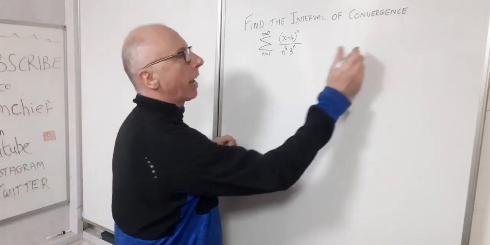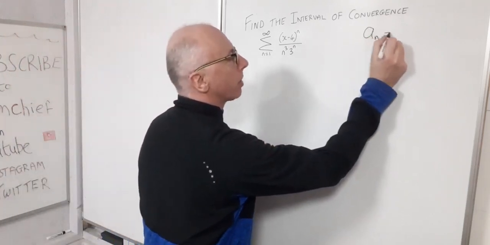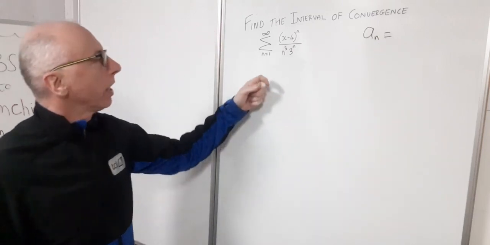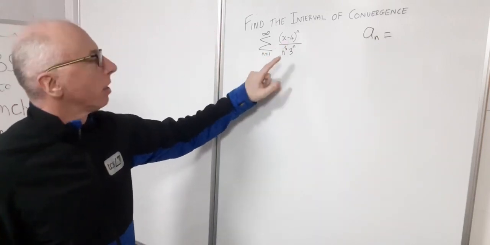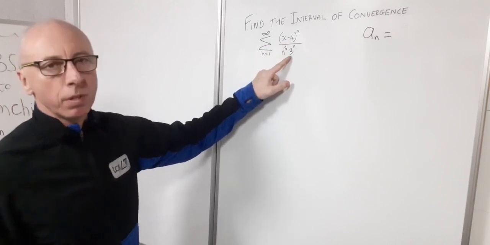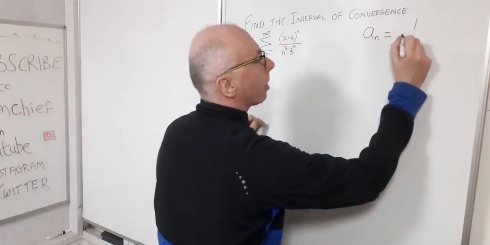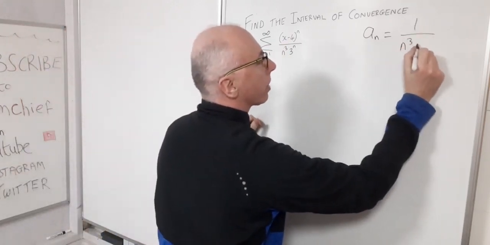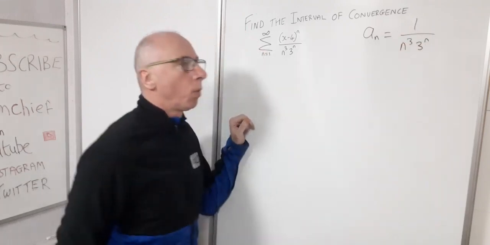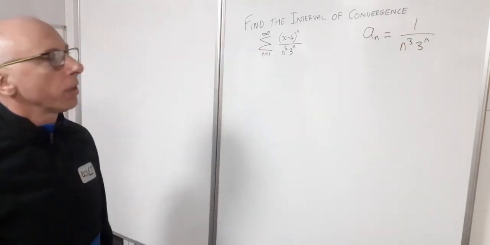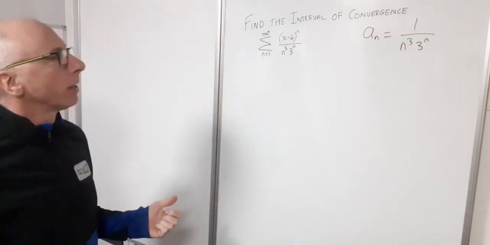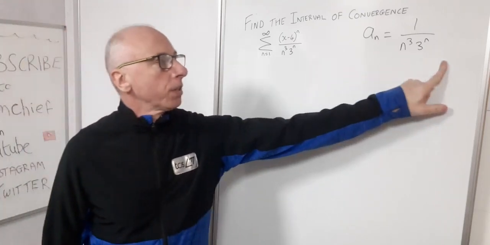So first of all, I'm going to find my nth coefficient. So that will be my an, I'm going to call that. So an is all the terms excluding the x. So I'm going to be left with 1 over n cubed 3 to the n. So I'm going to put that over here. That's a good place to start. That's going to tell us what kind of test we're going to use to find, first of all, our radius of convergence. So that's what we got first.